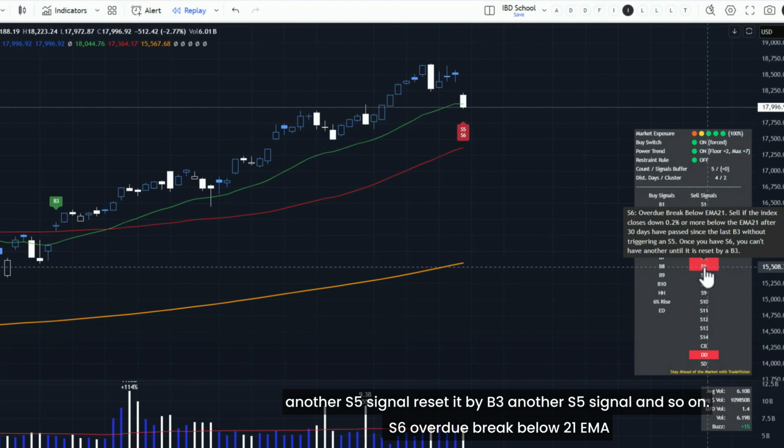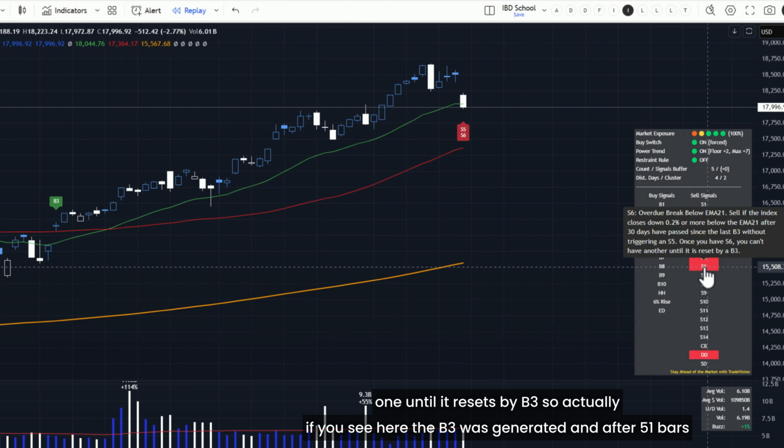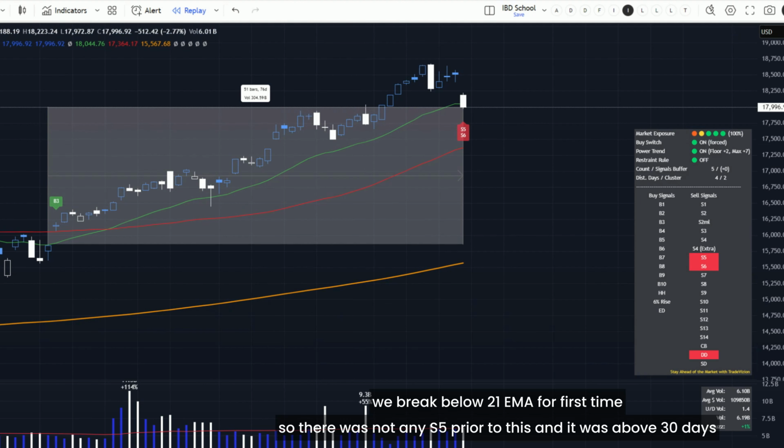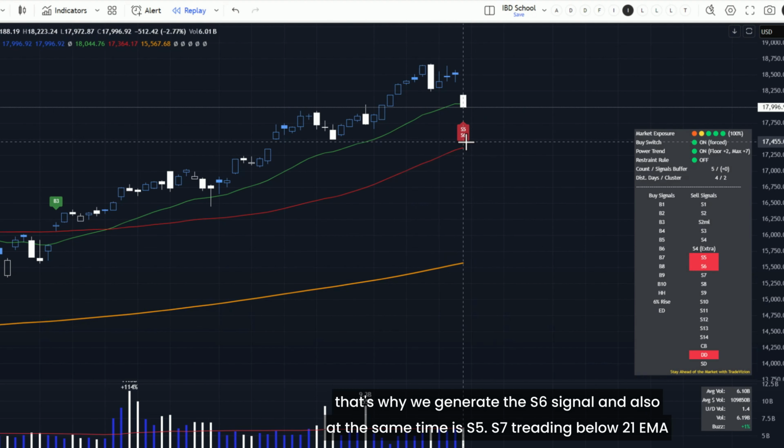S6, overdue break below 21 EMA. Sell if the index closed down by 0.2% or more below the 21 EMA after 30 days have passed since the last B3 without triggering an S5. Once you have an S6, you cannot have another one until it resets by B3. So if you see here, the B3 was generated, and after 51 bars, we break below the 21 EMA for the first time. So there was not any S5 prior to this, and it was above 30 days. That's why we generate the S6 signal, and at the same time it is also the S5.